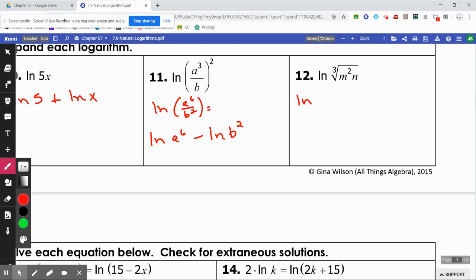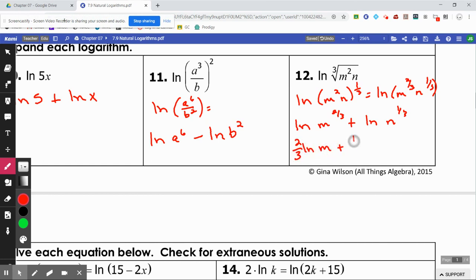This would be the natural log of m squared n raised to the 1/3 power, which we could write as the natural log of m to the 2/3 power and n to the 1/3 power. Now we can split it using addition. This will be the natural log of m to the 2/3 plus the natural log of n to the 1/3. And then finally, we can bring those exponents down and write this as 2/3 times the natural log of m plus 1/3 times the natural log of n.